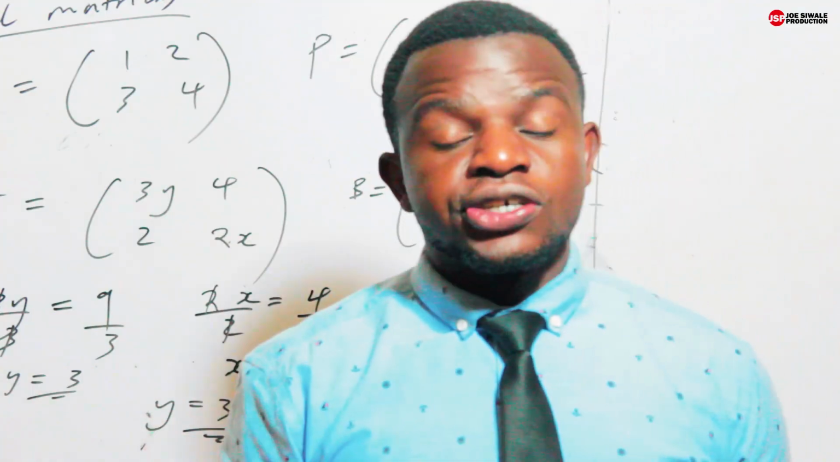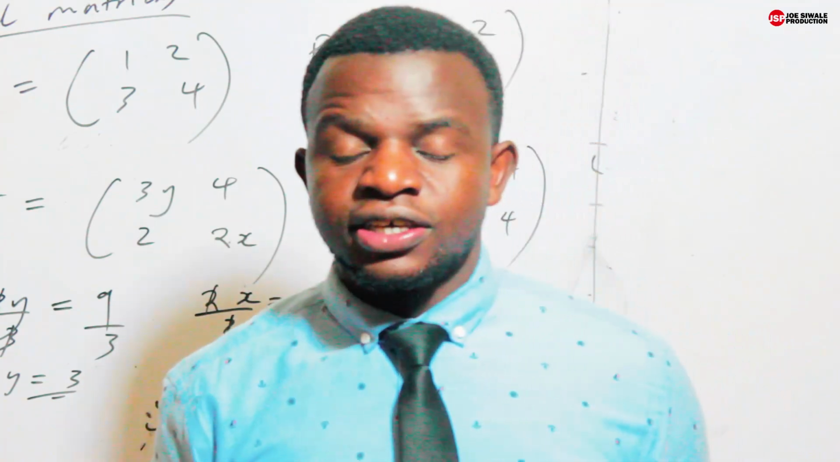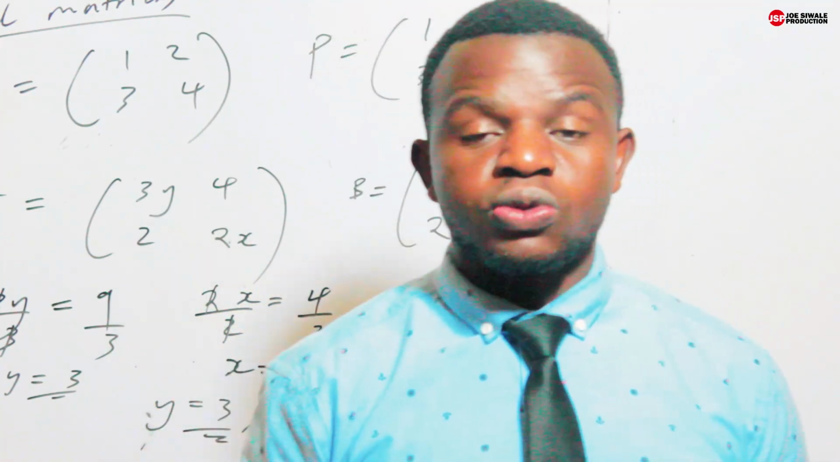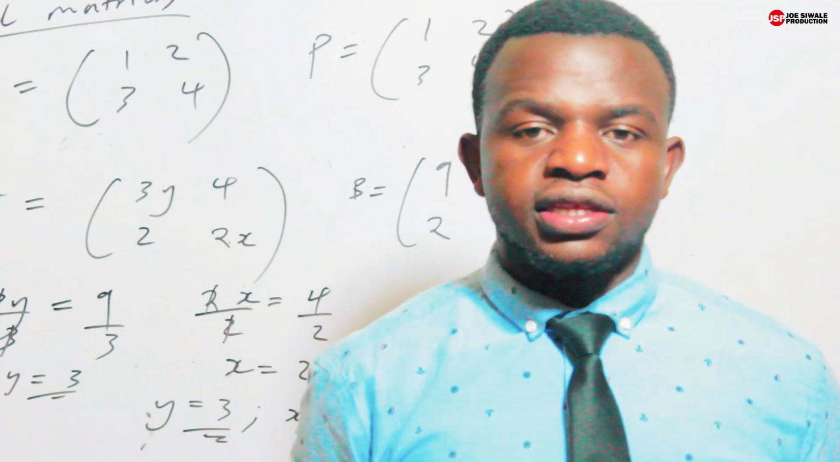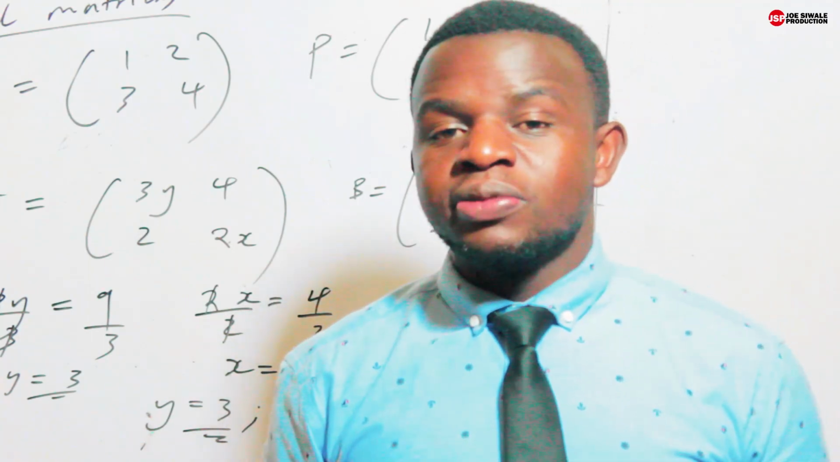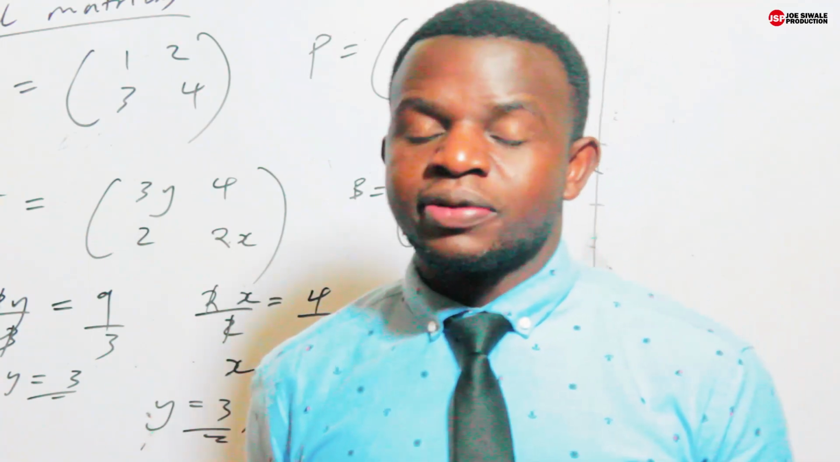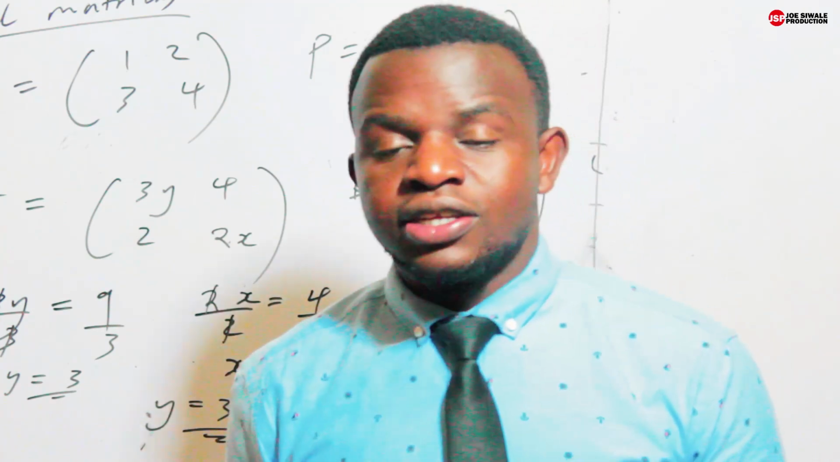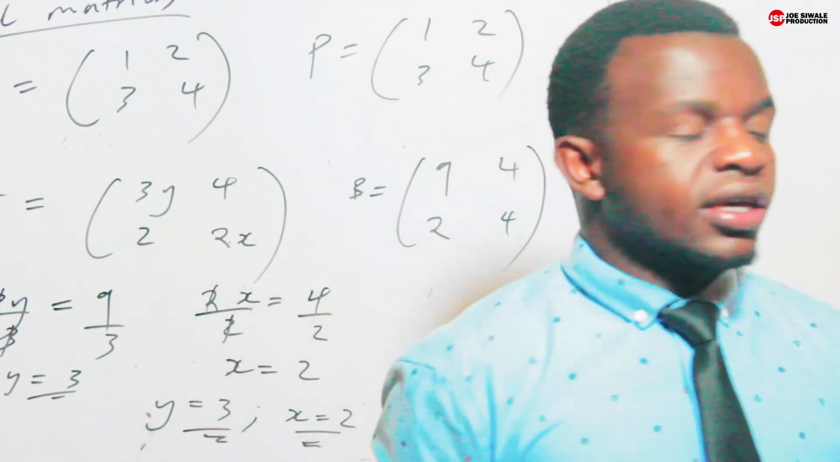So to find the transpose of any matrix, you just interchange or swap the rows and the columns. So you're going to make your rows become the columns, and you're going to make your columns become rows.